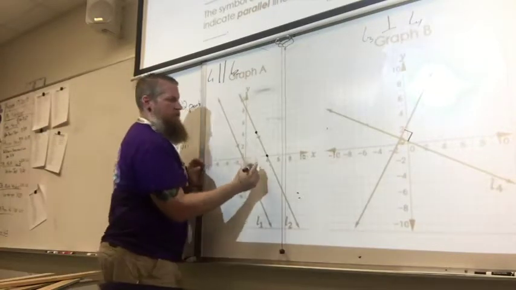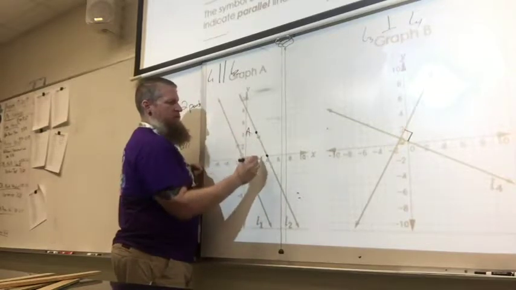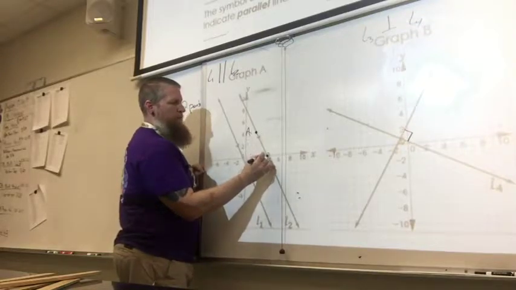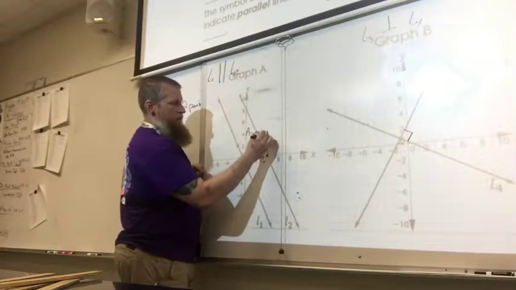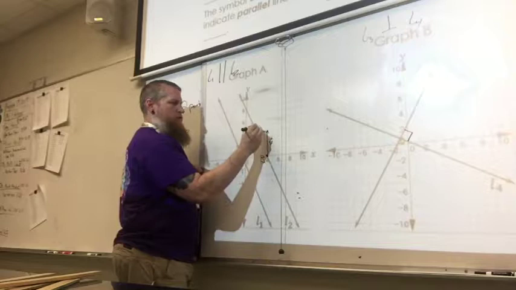But if I was counting this one here, it doesn't matter which one you start with. We'll call this A and B. Do you want to start at A or B? B? Fine. So to go from B to A, I've got to go up. Was that 1, 2, 3, 4? So that's a positive 4. And I got to go to the left 2. So that's a negative 2.